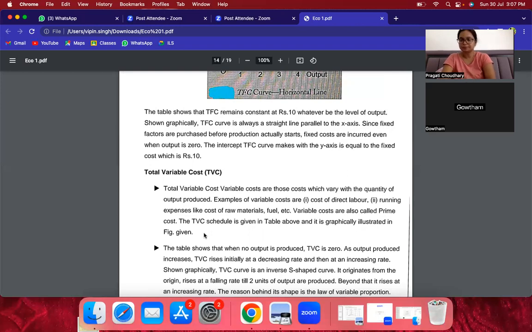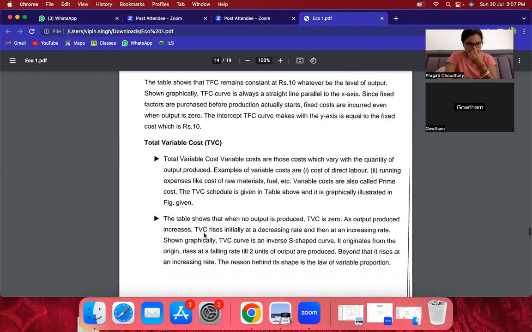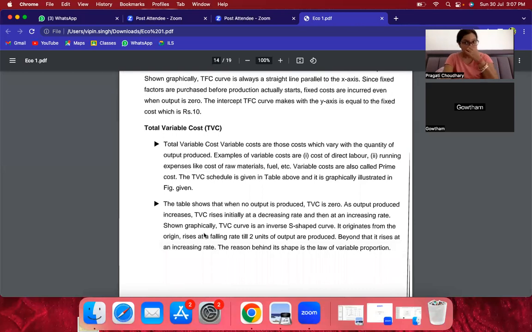Got that? Now it's total variable cost. Obviously, if you add all the variable costs, that would be the total variable cost. And obviously, you know that you can change the variable cost. Total variable costs are those costs which vary with the quantity of output produced. If you want to produce more output, you need to give more inputs. Inputs or raw materials will be considered under variable cost.